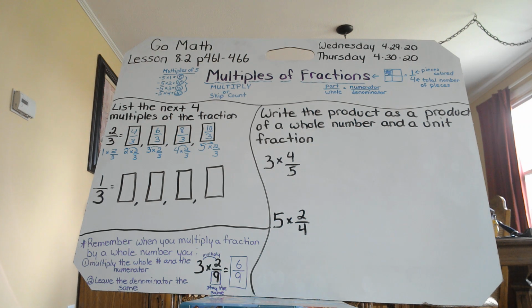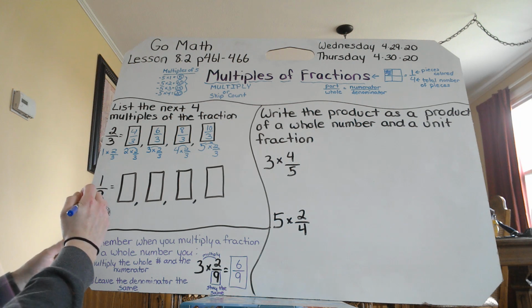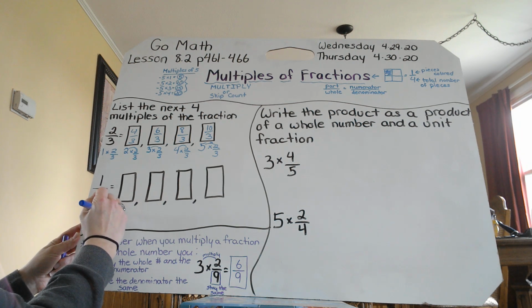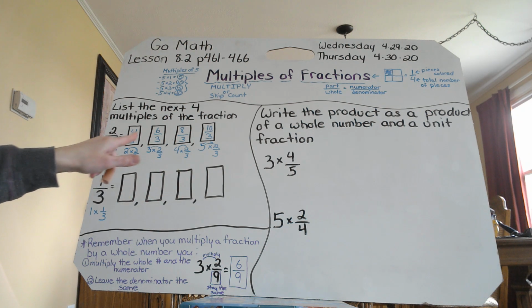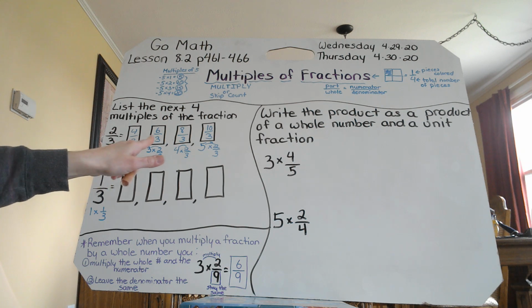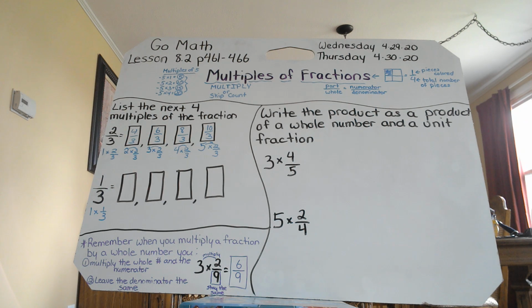I'll let you look at that for 1 second. Okay, my bottom example is 1/3. So I'm going to take 1/3. We know because it's 1/3, I'm starting with 1 times 1/3. Why don't you take a few seconds and see if you can do the next 4 multiples of 1/3 following the same steps that we did up here in our first example. I'll give you a few seconds.